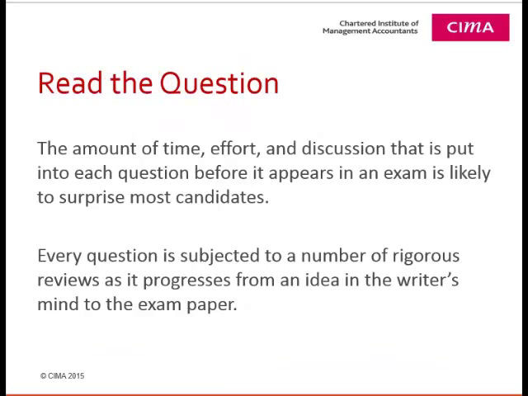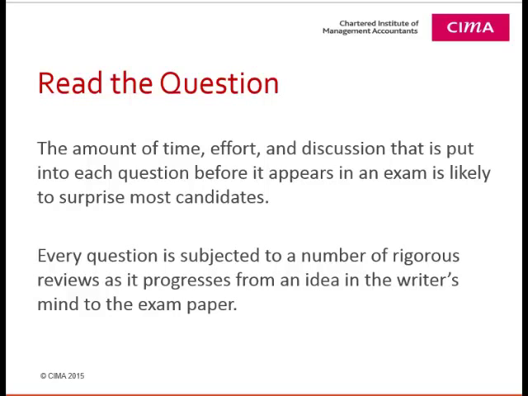The amount of time, effort, and discussion that is put into each question before it appears in an exam is likely to surprise most candidates. Every question is subjected to a number of rigorous reviews as it progresses from an idea in the writer's mind to the exam paper. These reviews mean that you need to read the question extremely carefully, remembering that the wording has been chosen deliberately, and this is intended to ensure that the question is unambiguous and does not mislead candidates.